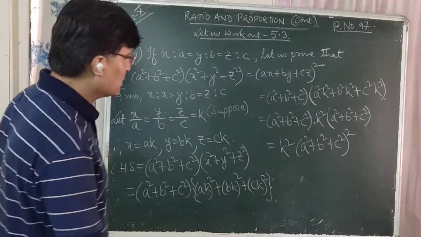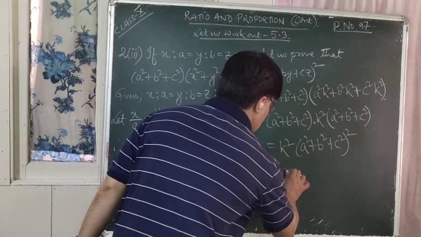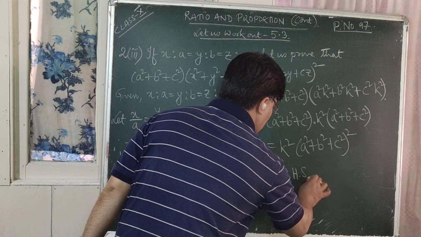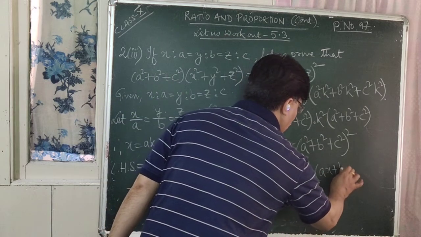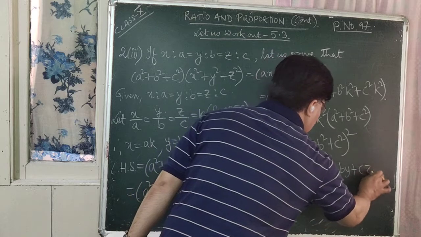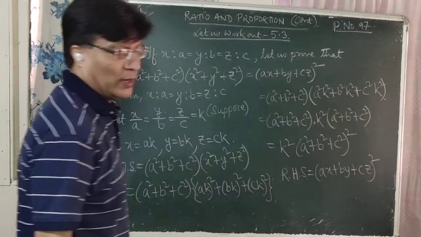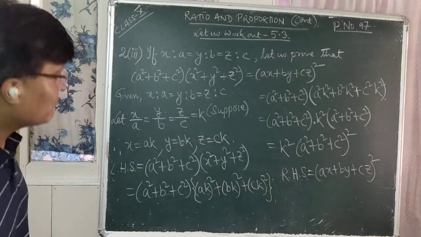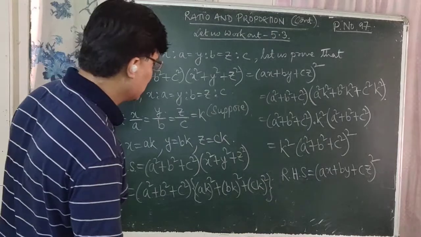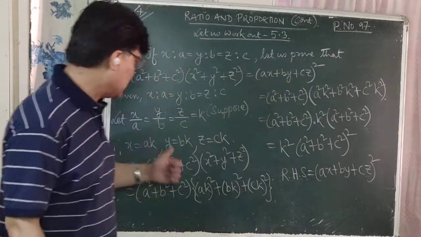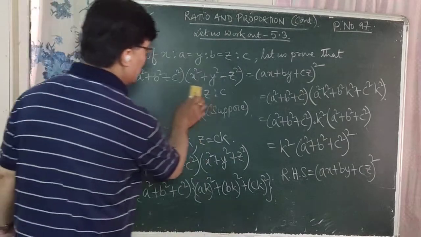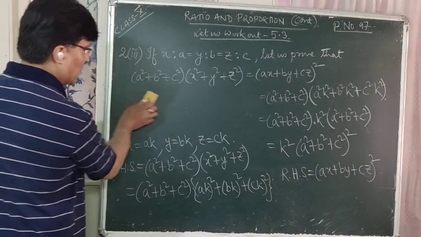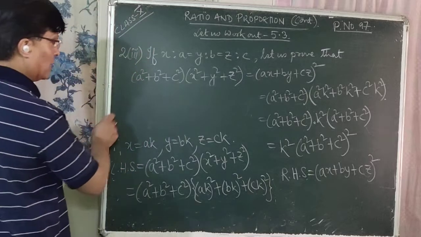So now let us write down the right hand side. That is RHS is equal to ax plus by plus cz whole square. So let us find out the value of this right hand side by putting x is equal to ak, y is equal to bk and z is equal to ck. And so you should prove here LHS is equal to RHS.